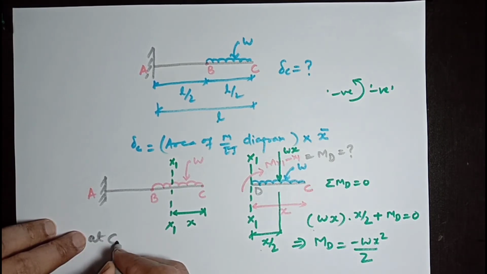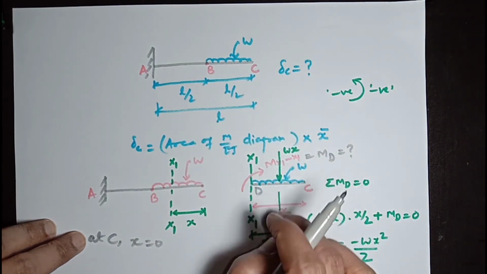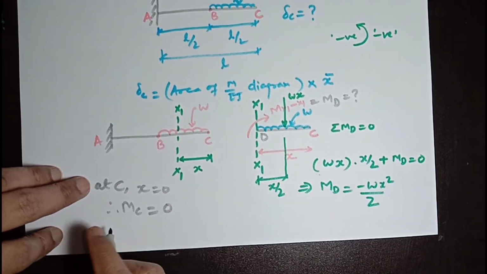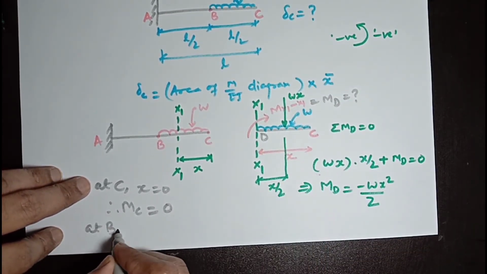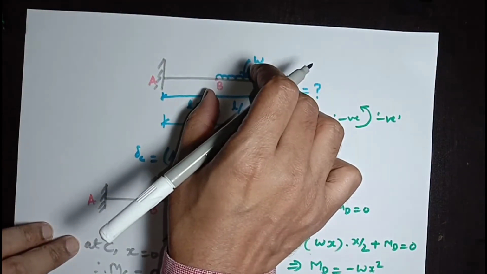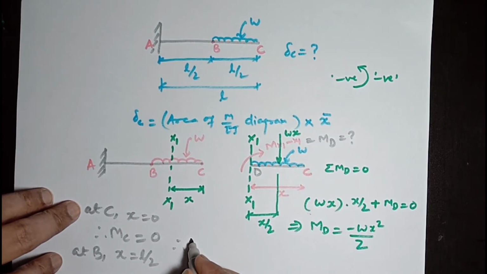At C, x will be 0. Here we are taking the distance from C, therefore the moment at C, in this expression, we will put x equal to 0, so it will be 0. And now at B, x will be L by 2, since BC length is L by 2, therefore the moment at B.